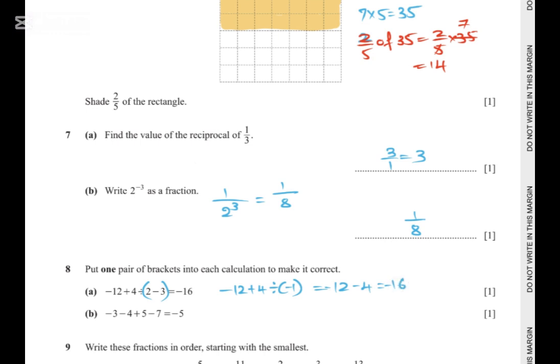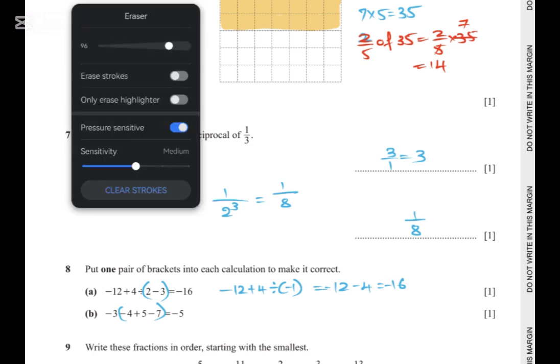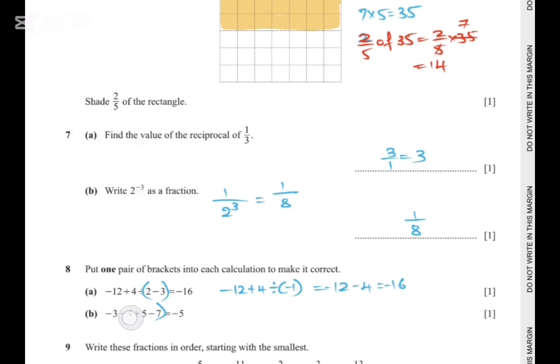The next question, B, the correct bracket will be minus 4 plus 5 minus 7 to be done first. So minus 4 plus 5 is 1, 1 minus 7 is... here you have to do addition first. Sorry, the bracket should not be inside. The negative sign shouldn't be inside, it should be outside here. So it will be this bracket, and then 4 plus 5 you'll do 9, 9 minus 7 is 2.